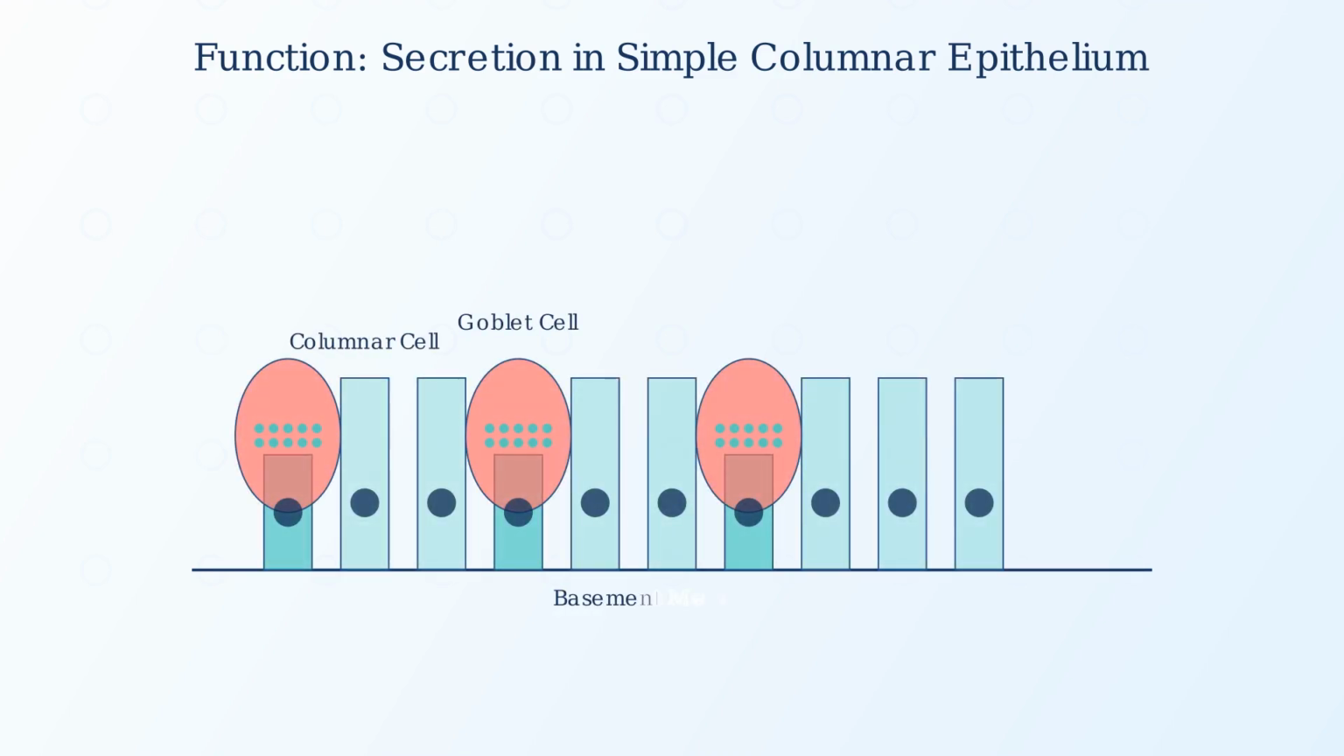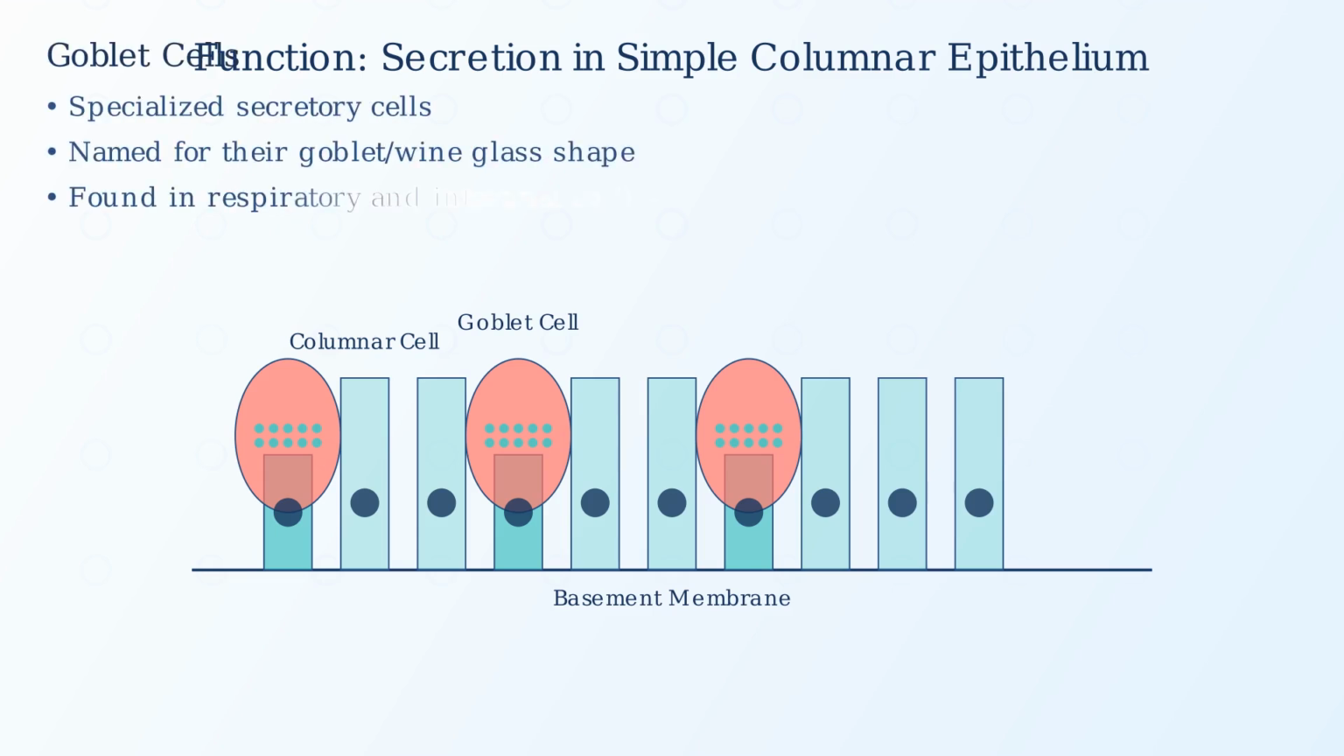Simple columnar epithelium performs several important secretory functions in the body. The secretory function is carried out by specialized cells called goblet cells, which are interspersed among the regular columnar cells. Goblet cells are named for their distinctive shape, resembling a wine glass or goblet. They have a narrow base and a wider apical portion filled with mucus granules.